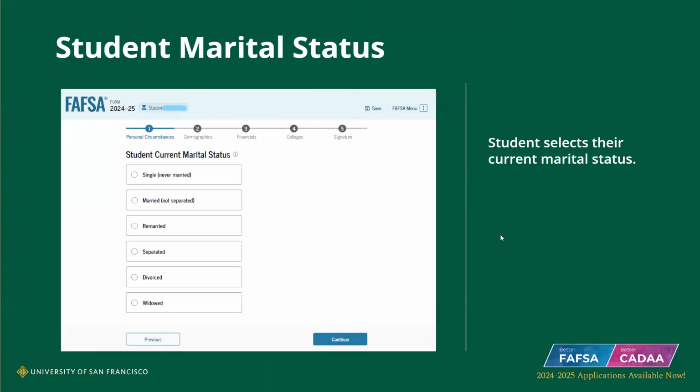Okay, next up, it asks you to select the student's marital status. And as you can see, it says you're in the student and the student's marital status. So make sure you put single if the student is single. And if the parent is helping the student, make sure you don't put married unless the student is married.